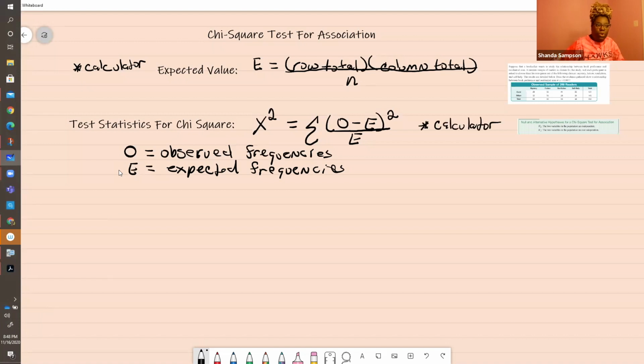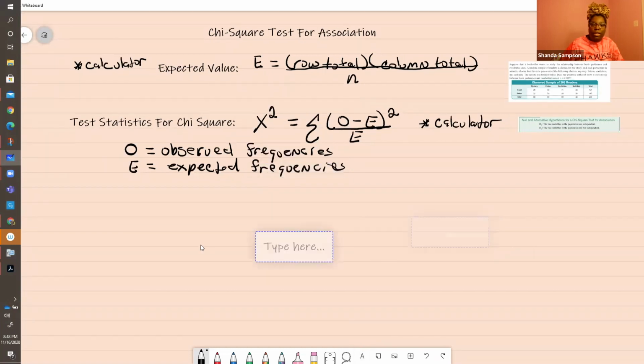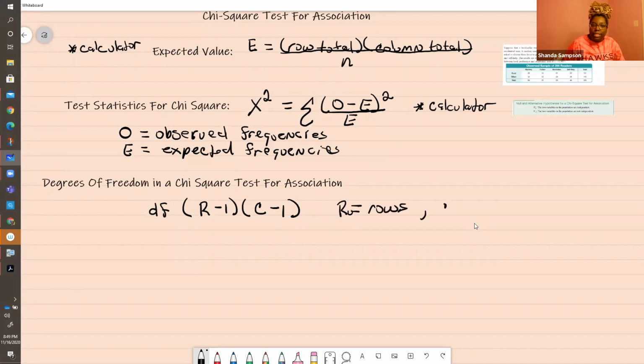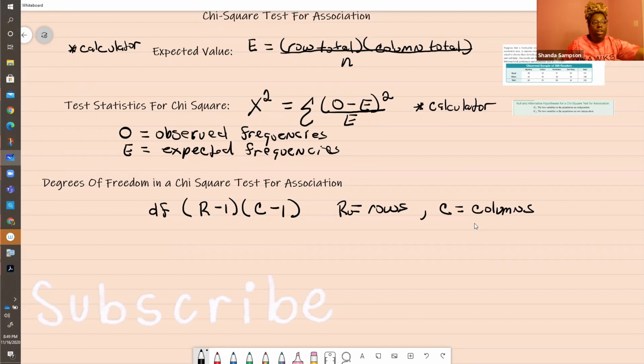The last thing that we're going to need for our test of association, like any chi-square value, is going to be our degrees of freedom. So how do we find the degrees of freedom for a chi-square test of association? It's (R minus 1), which is your rows minus 1, times (C minus 1), which is your columns. So R equals rows and C equals columns. The degrees of freedom you'll actually have to find by hand. There's no calculator shortcut to get the degrees of freedom.